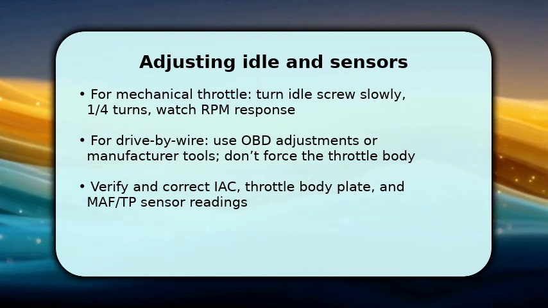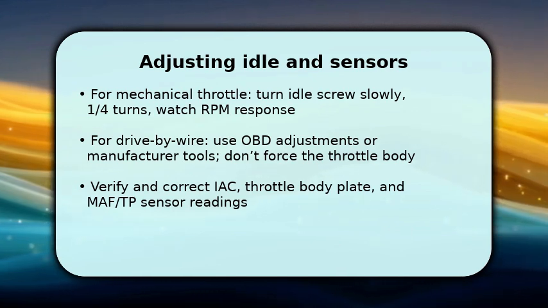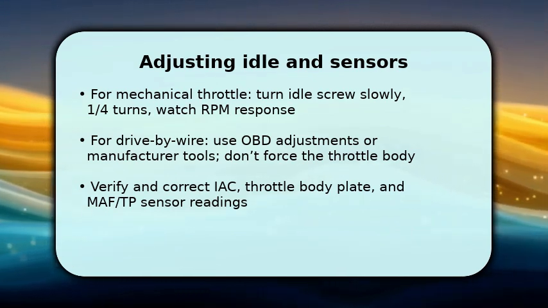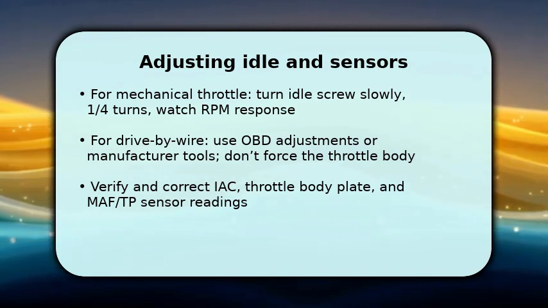While adjusting, monitor IAC valve counts and MAF or TPS readings. These sensors explain why RPM drifts. If values are out of range, correct the sensor or seal vacuum leaks.